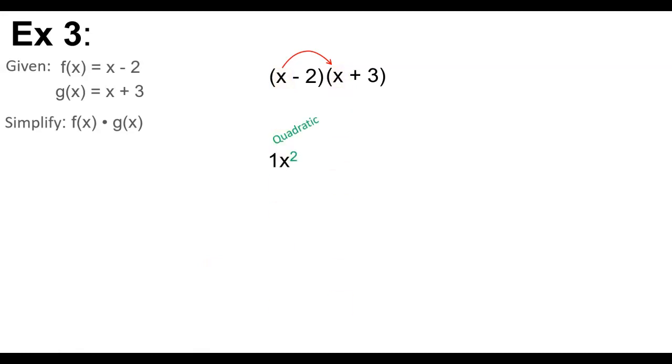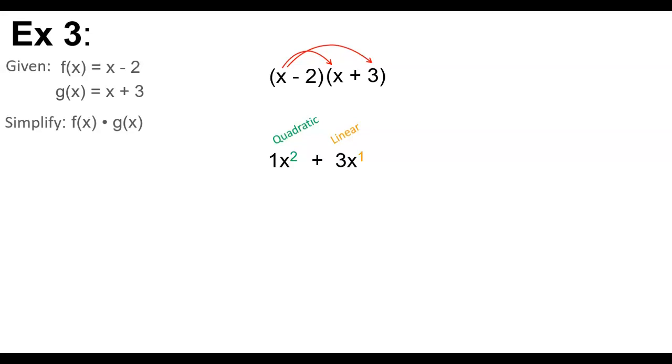Now I'm going to do x times the second term, which is 3. What's x times 3? Positive 3. 3x. Okay. Number, variable, stick them together. So x times 3 is 3x. Put that right next to it.